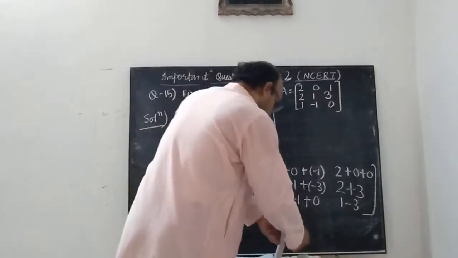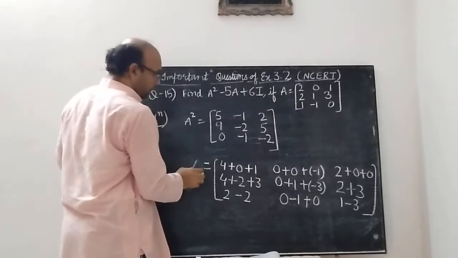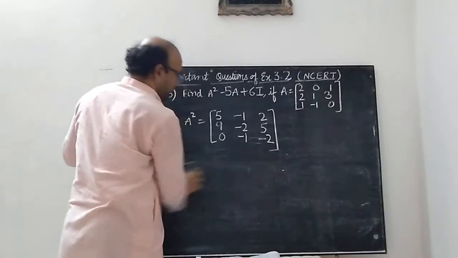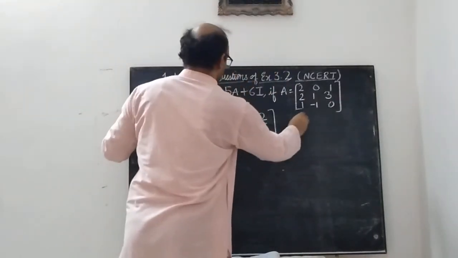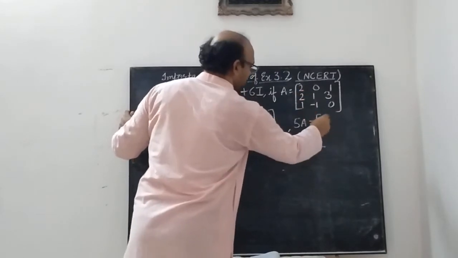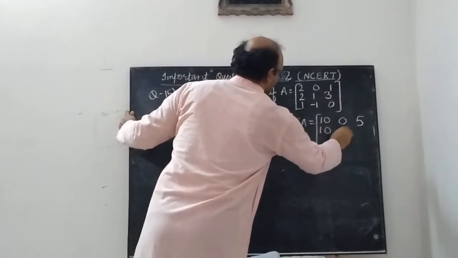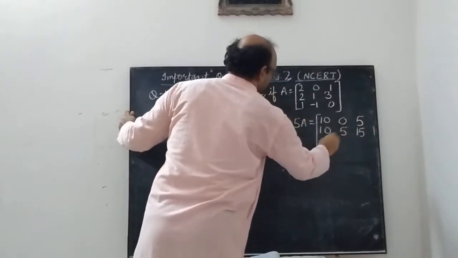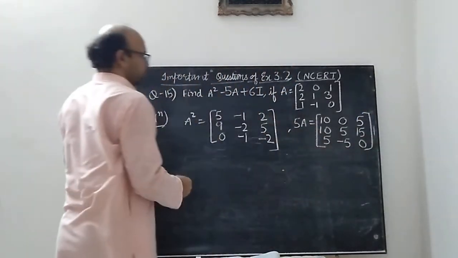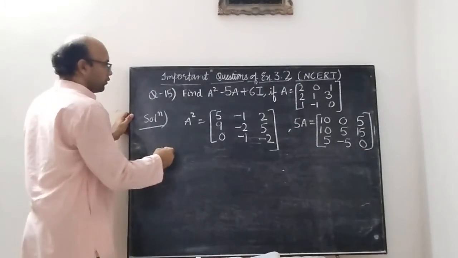Now we just substitute the values. So we have got A squared already. Now we can have 5A. 5A means we are multiplying each element by 5. So 10, 0, 5, 10, 5, 15, 5, minus 5 and 0. Similarly, 6I is clear to all of you.